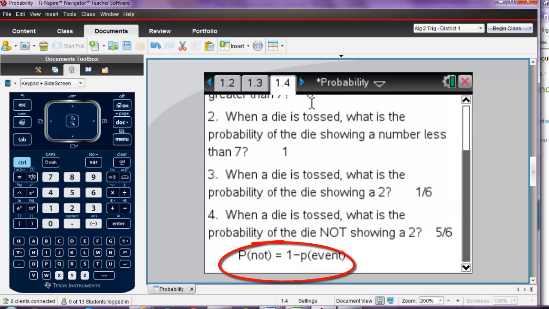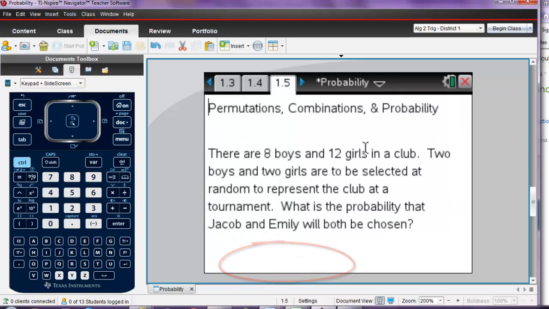Okay, on page 1-5, we can combine our knowledge of permutations, combinations, and now probability into one problem. We're going to do a couple of these and be done for the day. So here we are on page 1-5. We have 8 boys and 12 girls in a club. 2 boys and 2 girls are to be selected at random to represent the club at a tournament. What is the probability? So you need a fraction answer that Jacob and Emily will both be chosen.